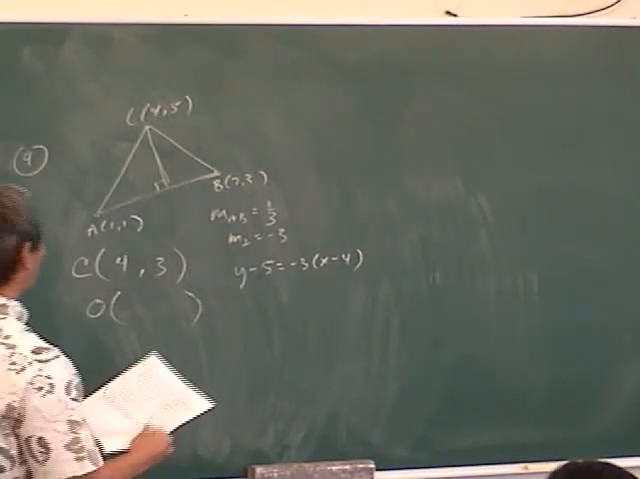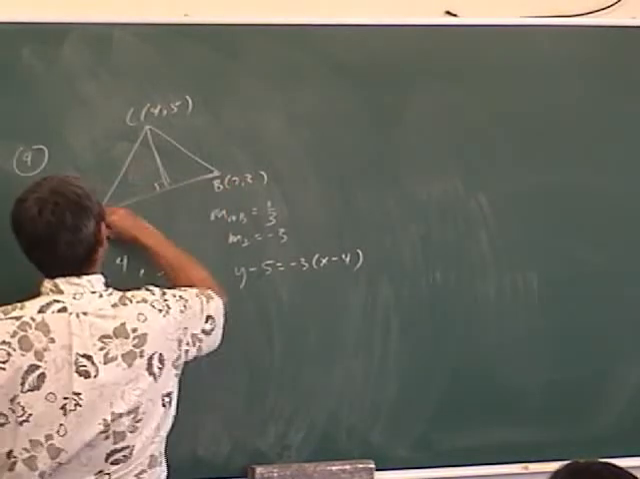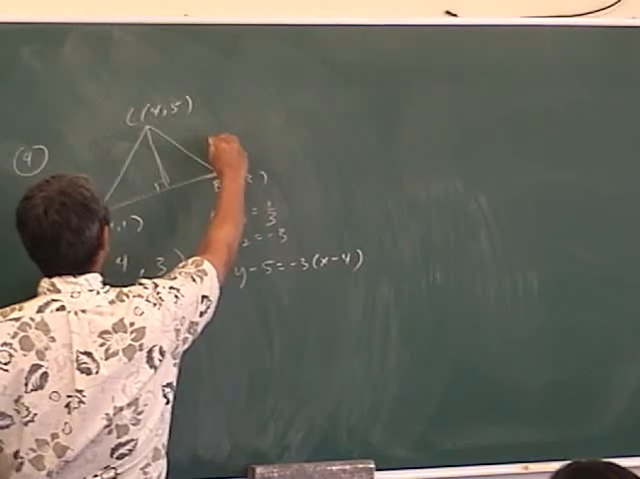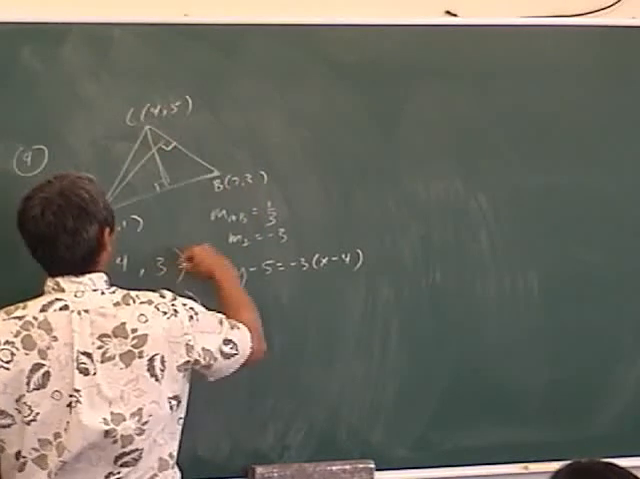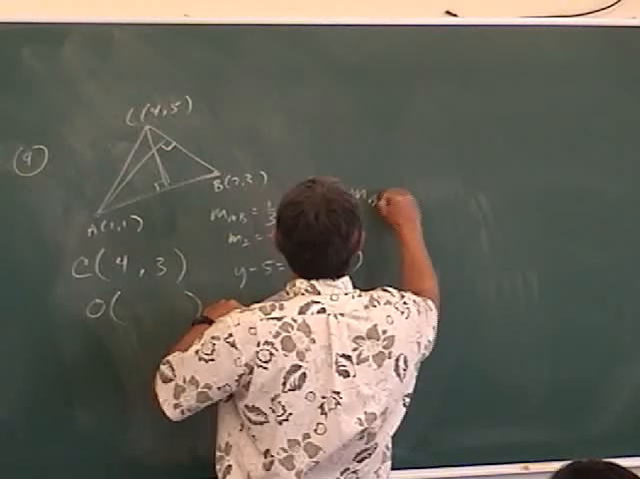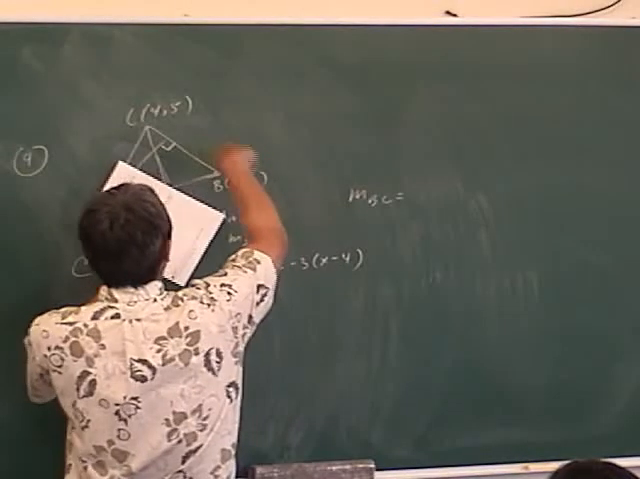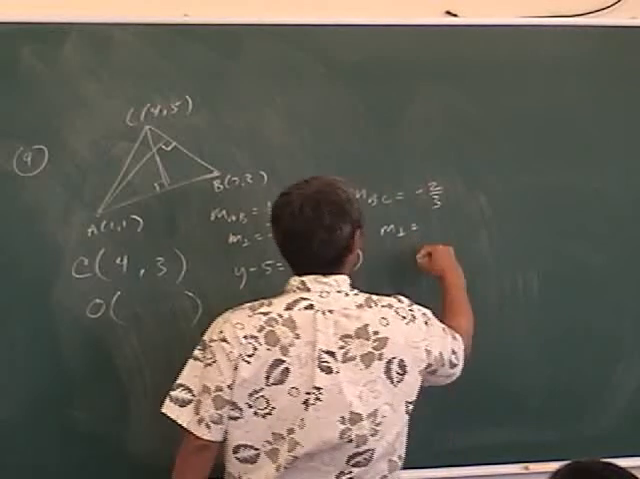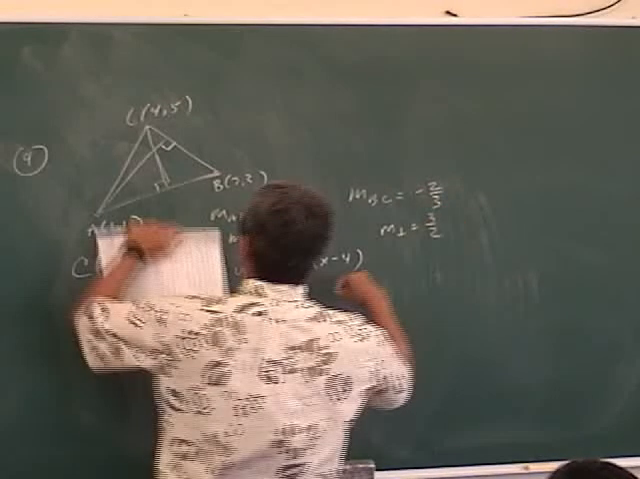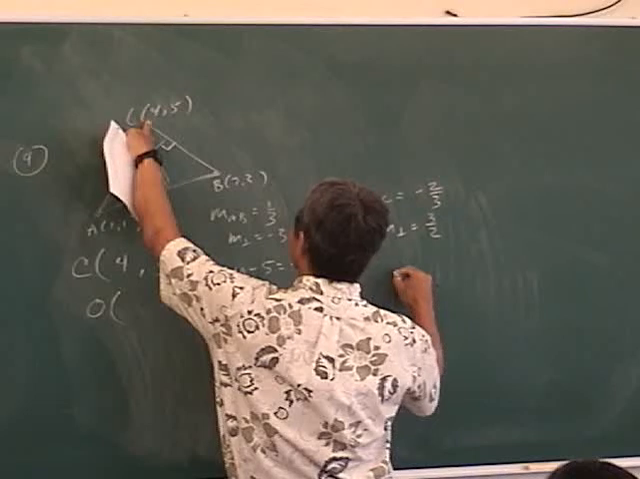Okay, now we need another altitude. You want to do the one from B or the one from A? Pick one. Okay, the one from A. So we have to make it perpendicular. First you have to find the slope of BC, which is, what's the slope? 2 over -3, -2/3. Therefore, what's the slope perpendicular to that? +3/2. And it's got to pass through this point. So what is it going to be?